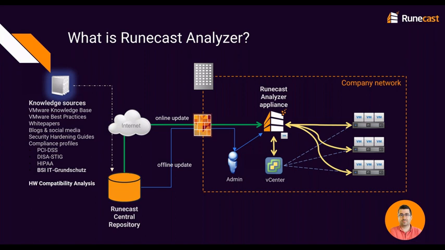Runecast Analyzer is deployed as a 1 gig OVA virtual appliance, which is already pre-installed, pre-configured. You just need to set up the IP address, connect it to your VMware infrastructure, to your vCenters, NSX managers, Horizon connection servers. It also analyzes vSAN automatically if you have vSAN. And you can already see the initial results in a couple of minutes.